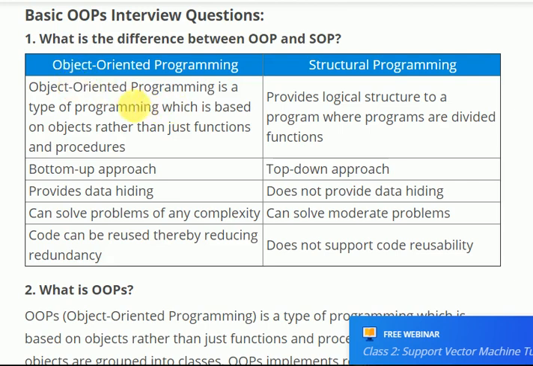What is the difference between OOP and SOP? OOP is a type of programming which is based on objects rather than just functions and procedures. It is a bottom-up approach, provides data hiding, can solve problems of any complexity, and the code is reusable in OOP. And SOP, structure-oriented programming, provides a logical structure to a program where programs are divided into functions. SOP is a top-down approach.